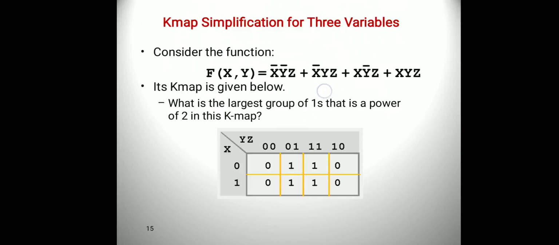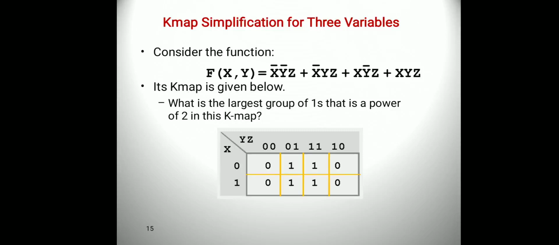Second, x is 0, and y and z both are 1, 1. YZ 1 1 means the third column. X is 0 means the first row, so x is 0 and y, z are 1 1 means this cell. This cell contains the value 1.